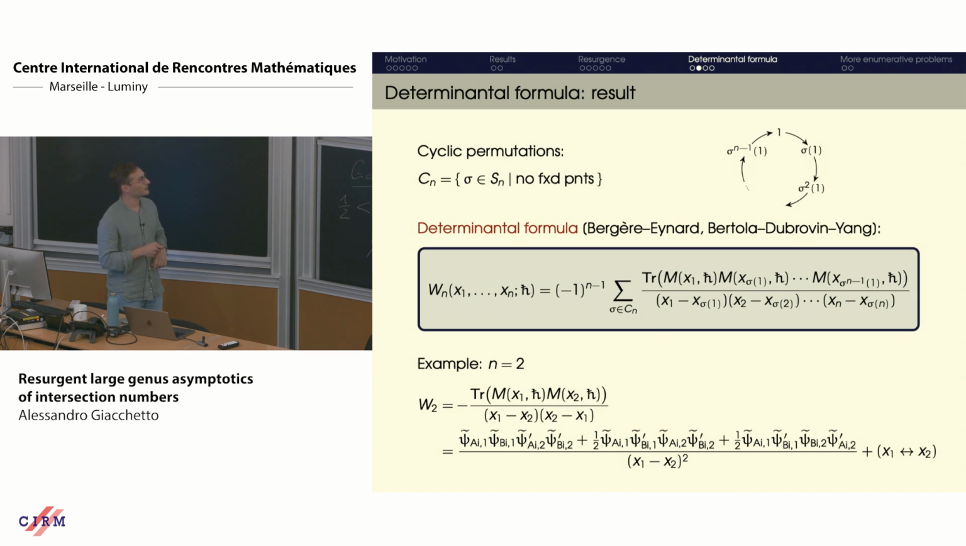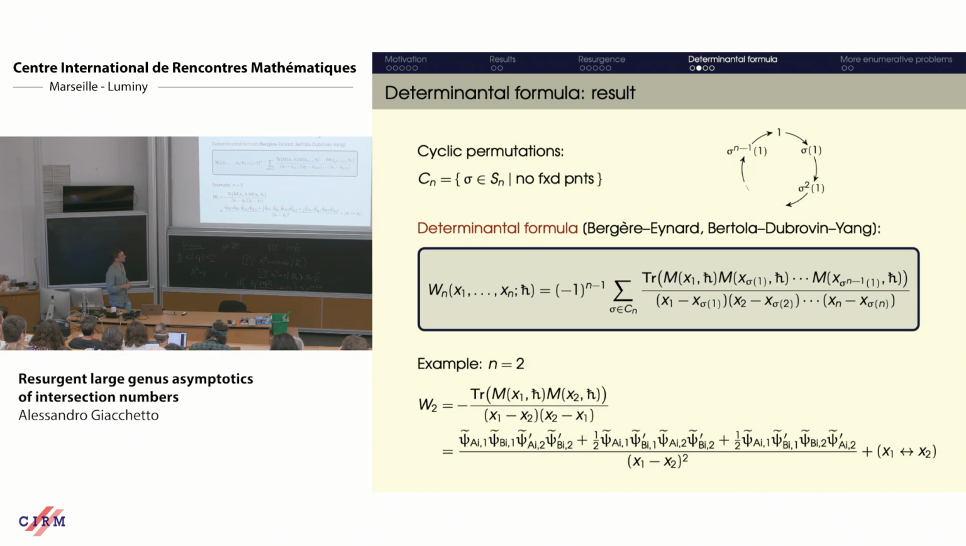But the nice thing about this expression is that once you plug in this formal power series that I gave in a previous slide, and you expand in H bar, by looking at the different coefficients of H bar, you get the 2-point intersection numbers.